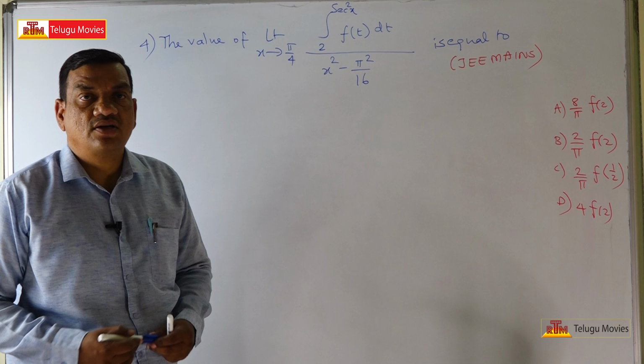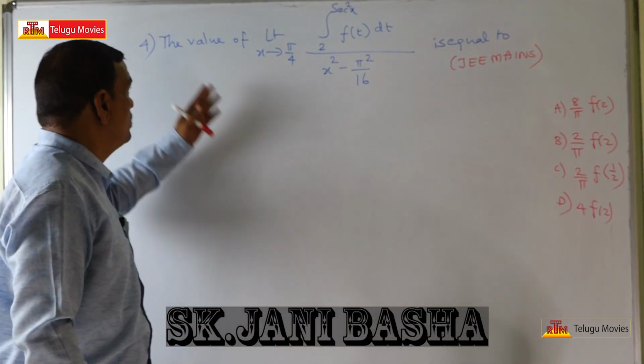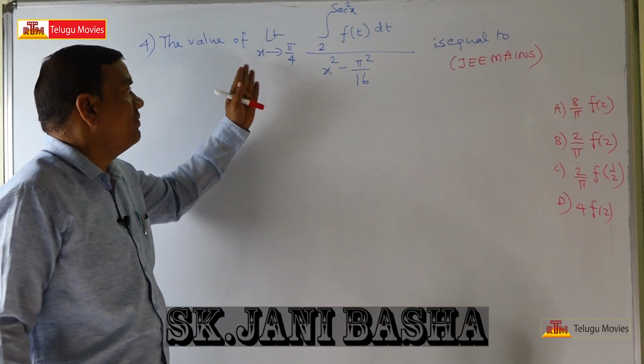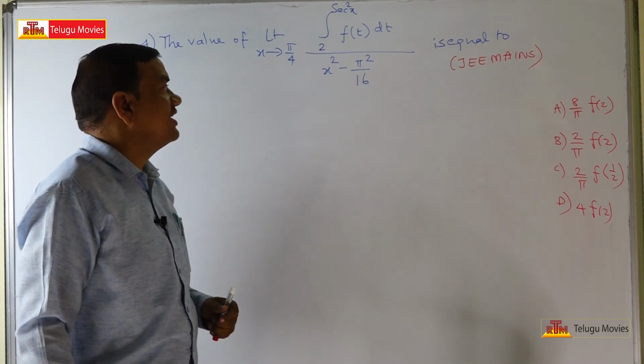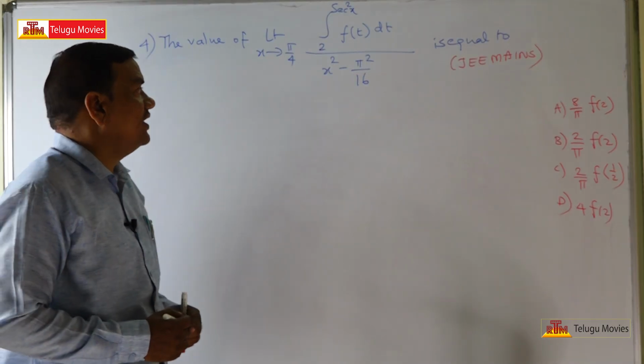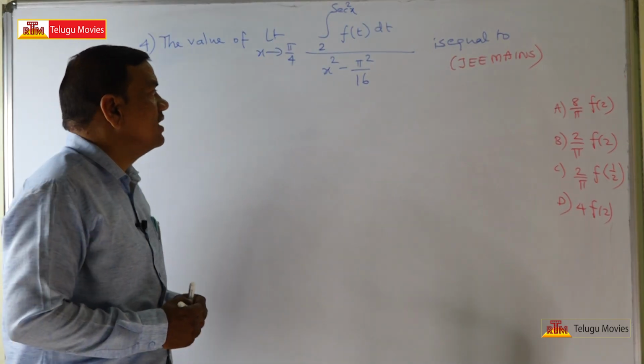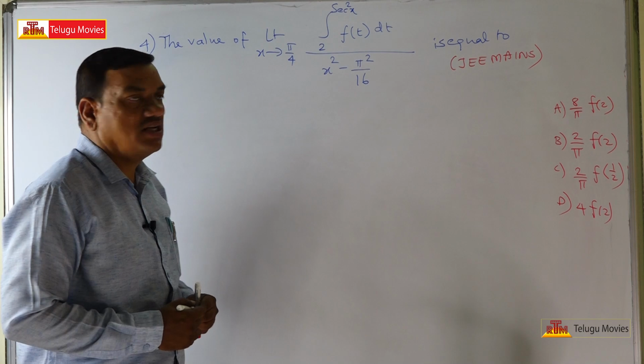So dear students, welcome to the fourth problem. So the fourth problem is the value of limit x tends to pi by 4 of integral 2 to the power of secant square x f of t dt upon x square minus pi square by 16 is equal to.